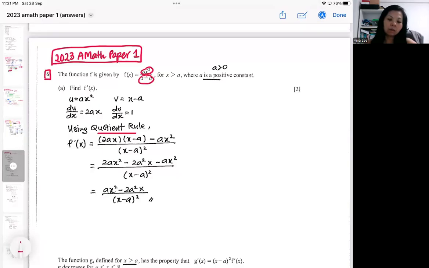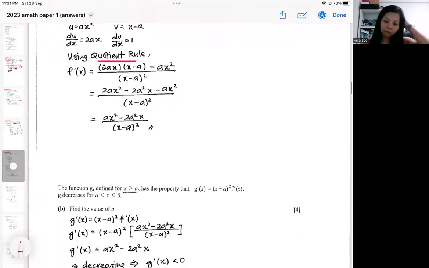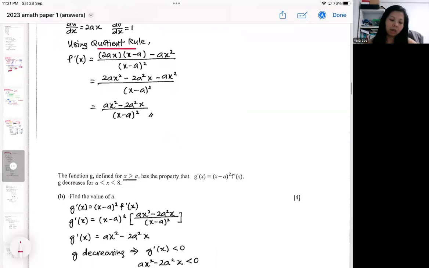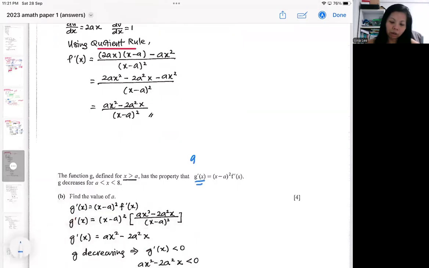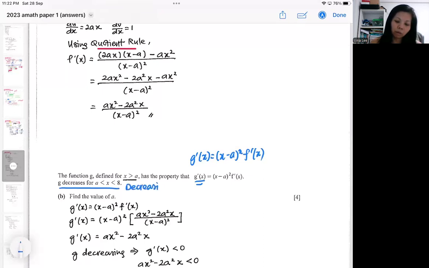Now, the next one. After getting your F prime, suddenly the question actually gave you a G prime. And somehow the F prime is inside the G prime. And then it somehow gave you a decreasing function. So there will be people who totally don't know what to do. So just go with the question. What do I mean by just go with the question?